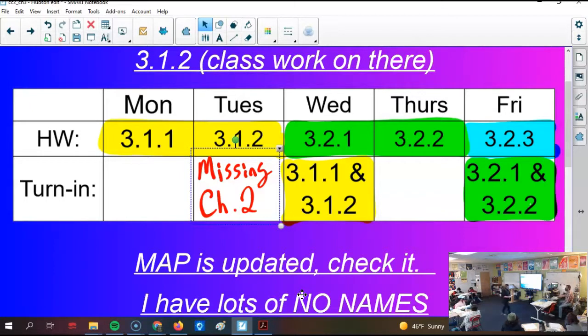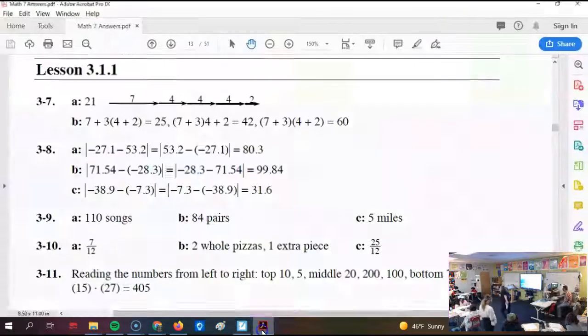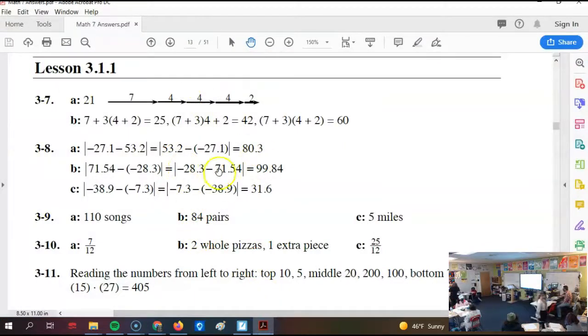Yeah, we're doing that right now. All right, so our answers right here. We're going to go over number 8 together. But go ahead and check all the other answers.